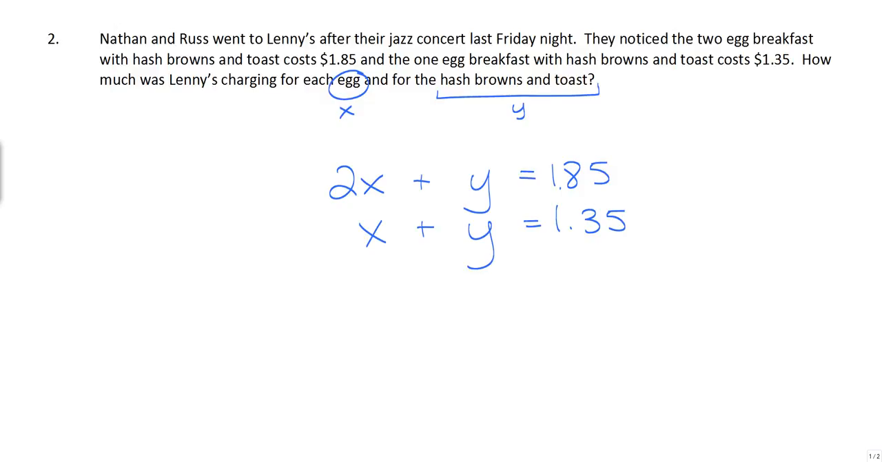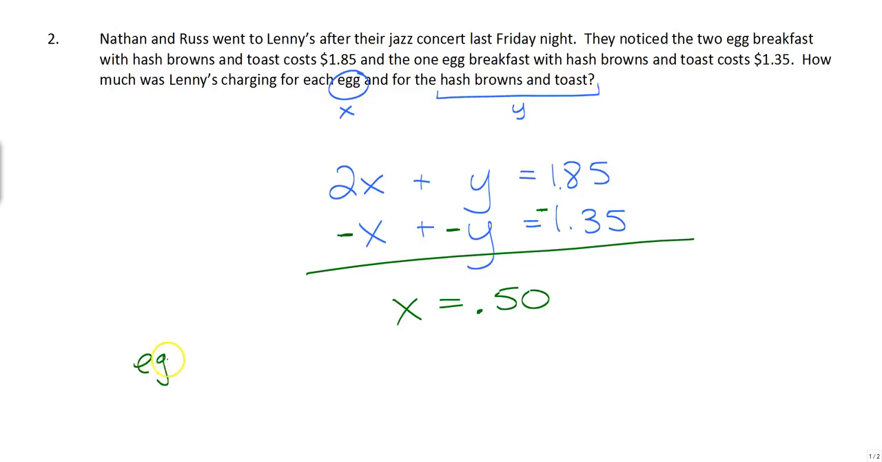I'm going to just use elimination. I'm going to multiply this guy by a -1, so that's just going to make -x, -y, and -$1.35. Y's are going to cancel. X is equal to 50 cents.